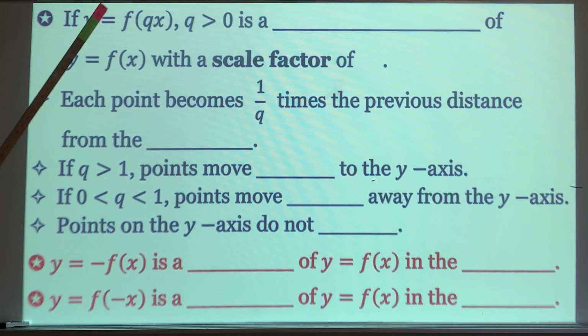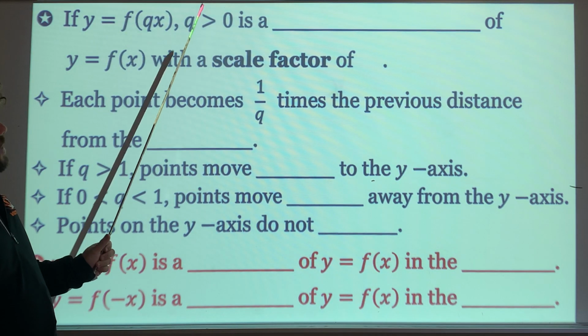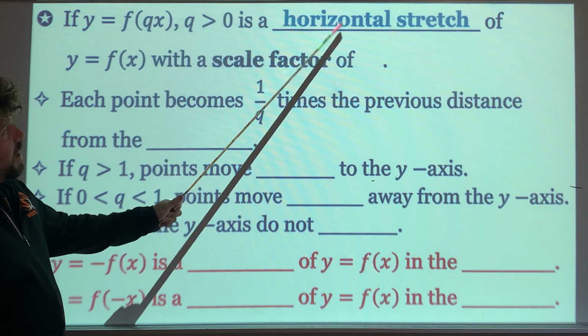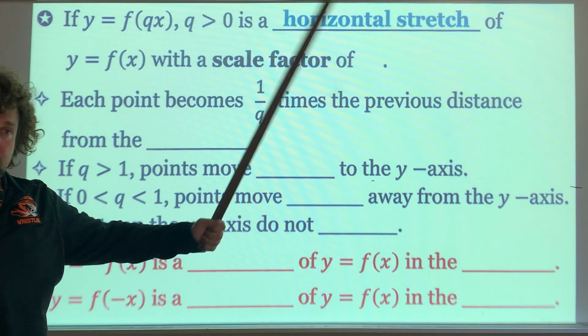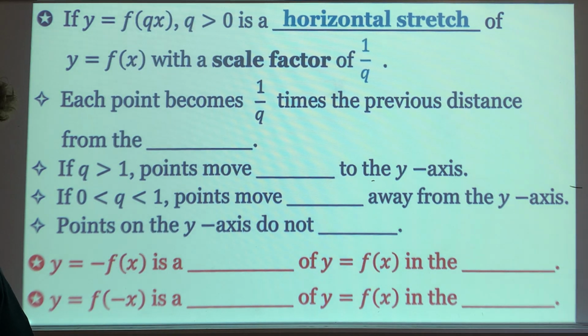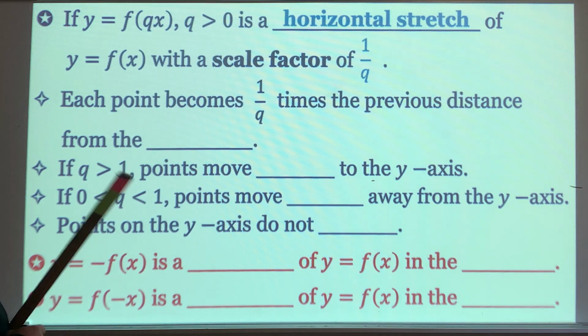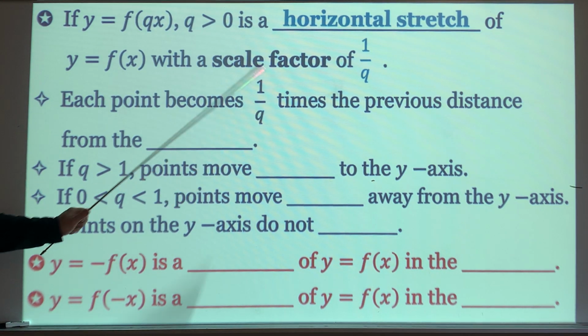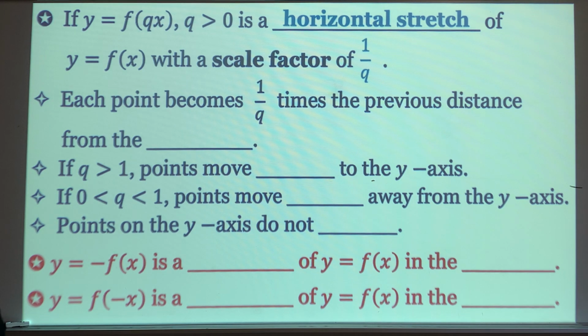If y equals f of q of x and q is greater than 0, so the number inside here is greater than 0, a horizontal stretch with a scale factor of 1 over q. This is the second part we did. Each point becomes 1 over q times the previous distance from the, not the x-axis, but the y-axis.